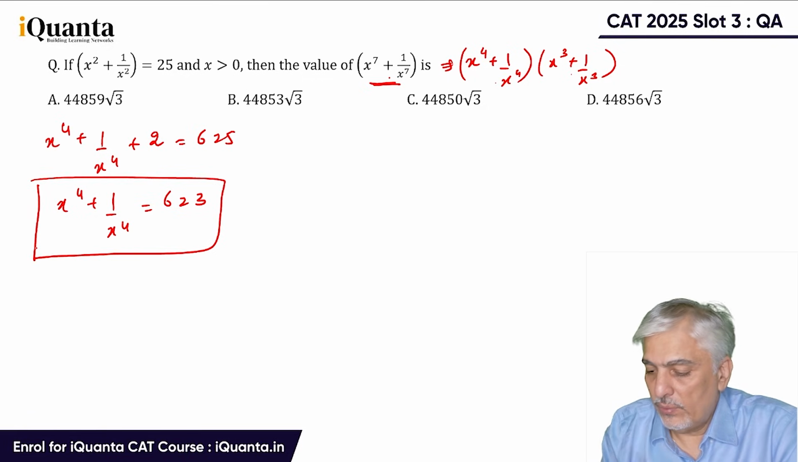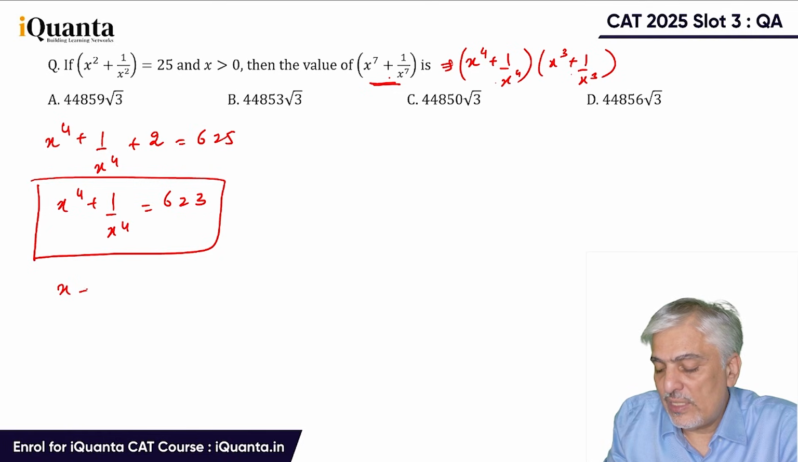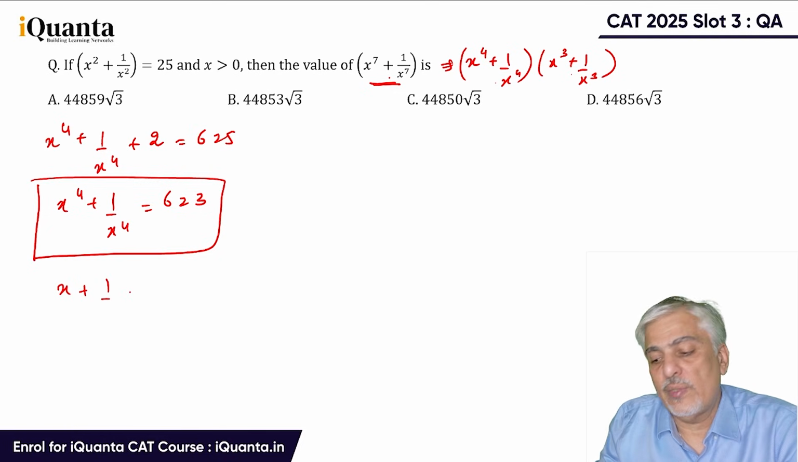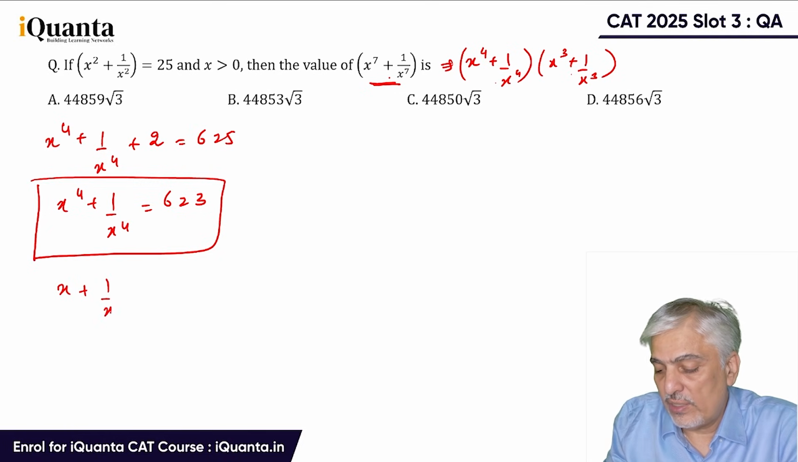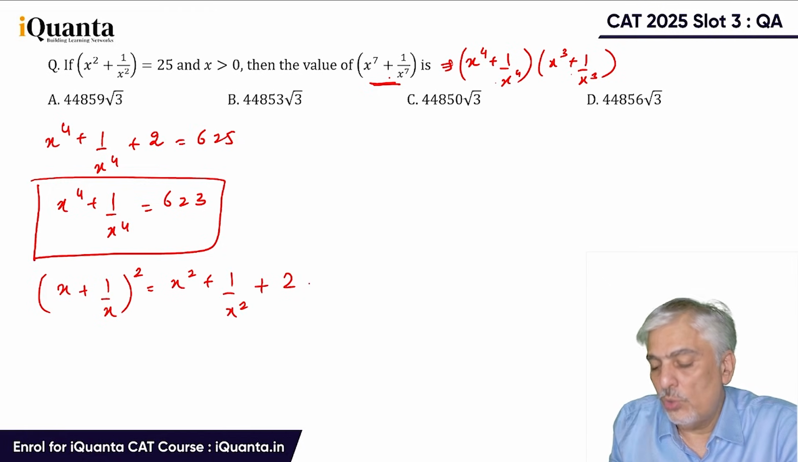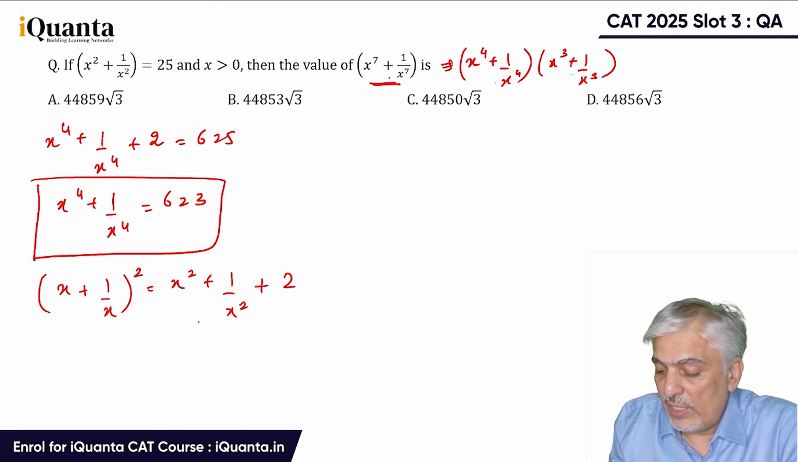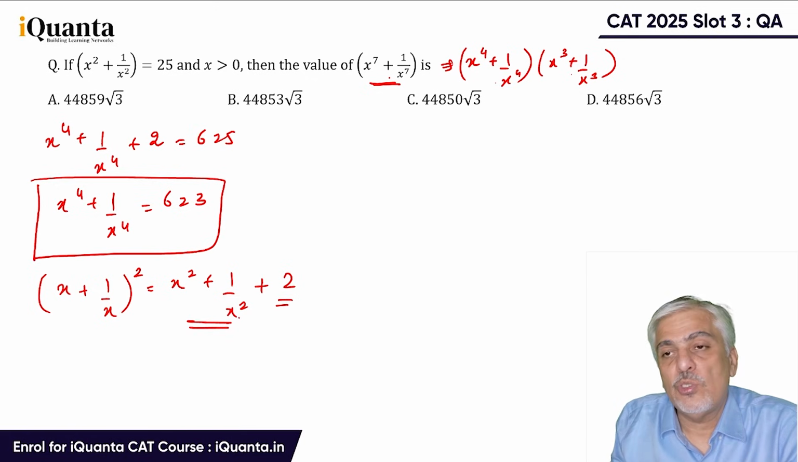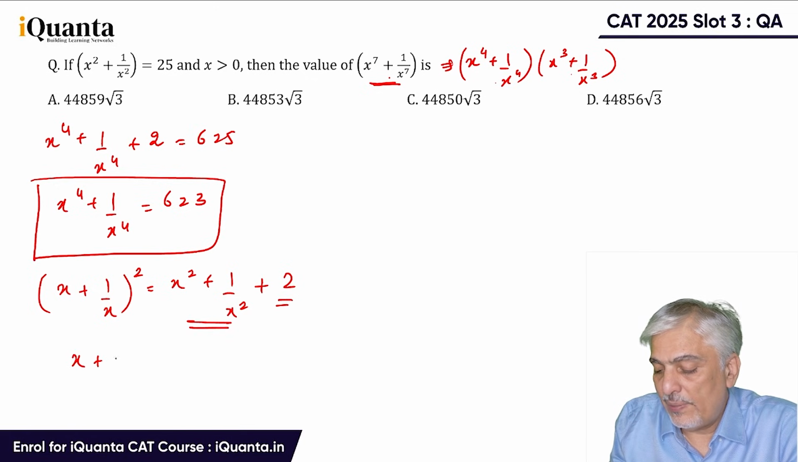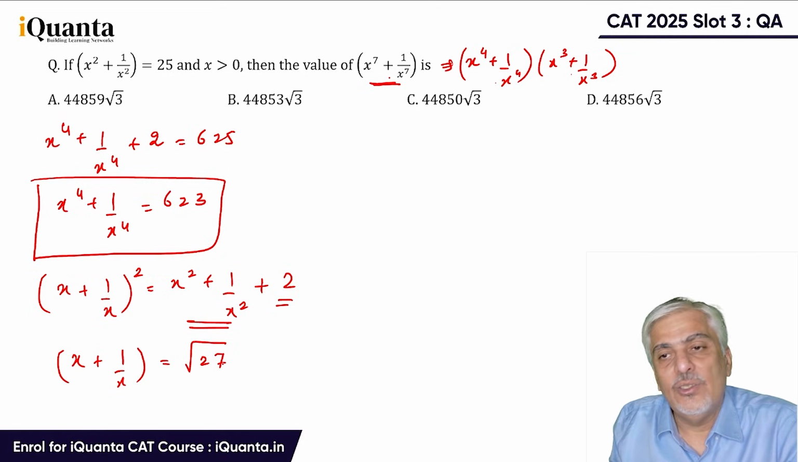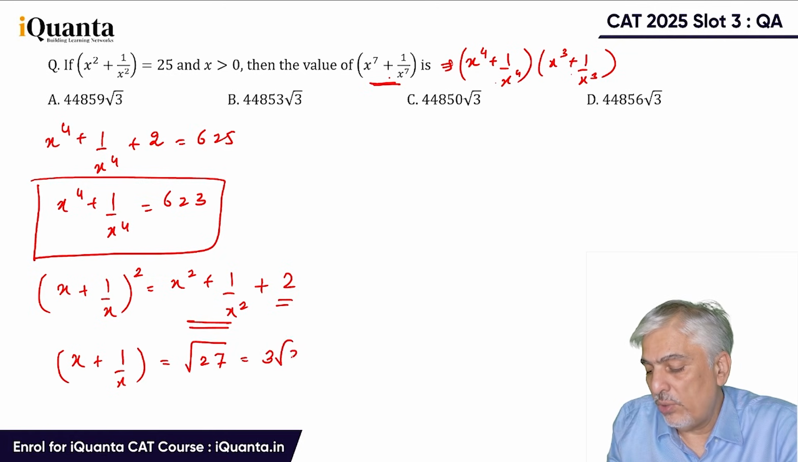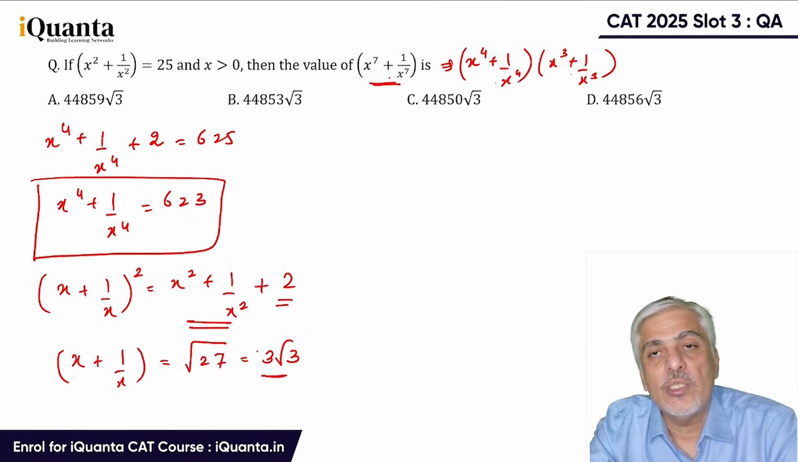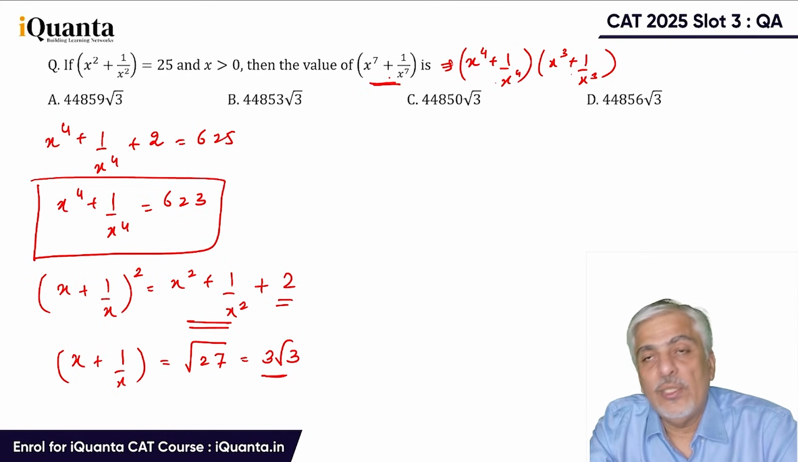Okay. Now, if I do x plus 1 upon x to find x cube plus 1 upon x cube, I'll need to find x plus 1 upon x. What is x plus 1 upon x the whole square? It is x square plus 1 upon x square plus 2. Now this we know is 25. 25 plus 2 becomes 27. So x plus 1 upon x becomes root 27. Root 27 we know is nothing but 3 root 3. And I can see all my options are also in terms of root 3. So looks pretty good. X plus 1 upon x.